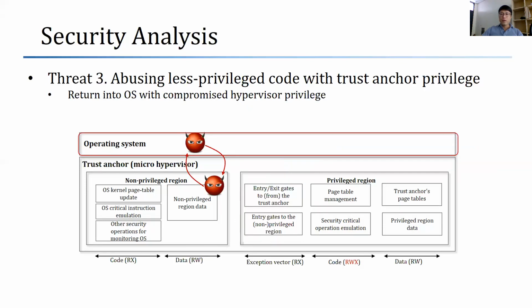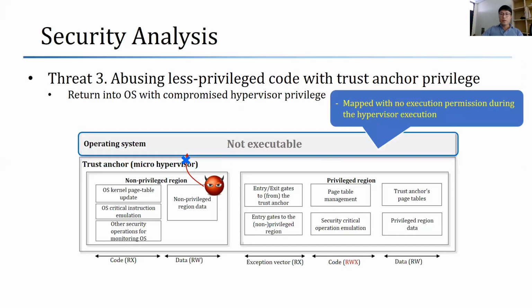Lastly, because the attacker has the trust anchor privilege even in the non-privileged region, he can try to find usable instructions available in the OS and execute them with the trust anchor privilege. Hampering this attack is straightforward. We simply map the OS kernel region with no execution permission in the trust anchor's page tables. Thus, during the trust anchor execution, the less privileged software, such as the OS, is not executable.